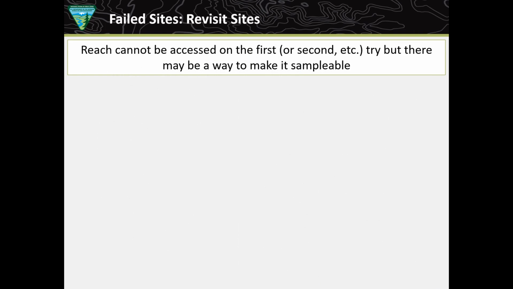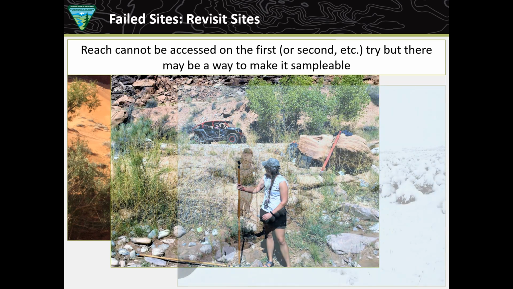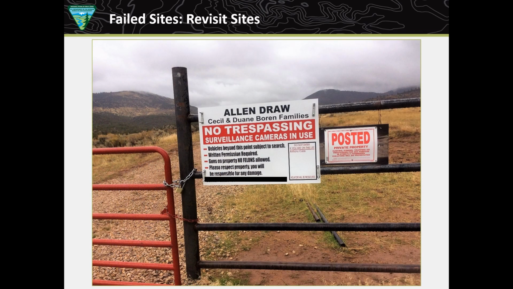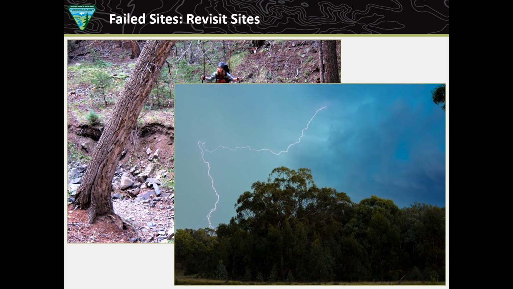A failed site may be classified as a revisit site if the reach cannot be accessed on the first try, but there may be a different route, a different vehicle, or a different time of year that'll make the site approachable. For example, a site may be marked as revisit if a landowner needs to be contacted in order to gain permission to pass through private land. A site may also need to be revisited due to long approaches or bad weather, which shorten the amount of time available to sample the reach.